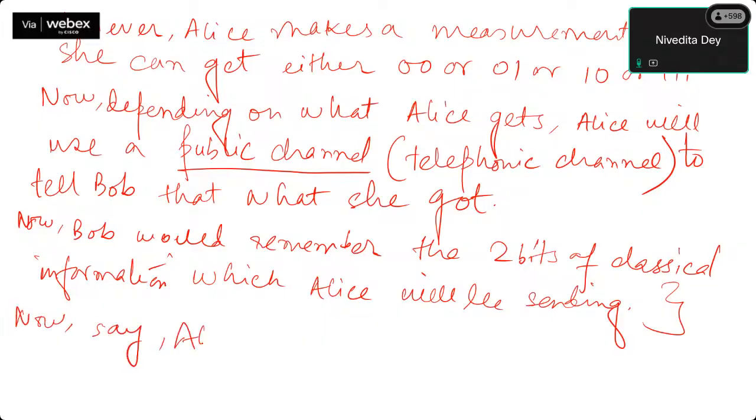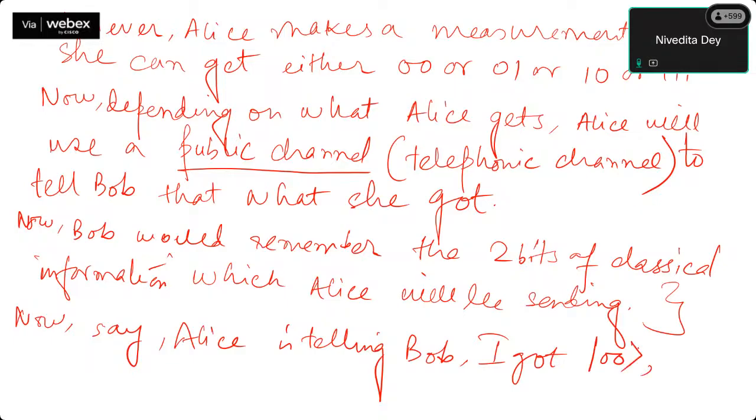Now say Alice is telling Bob that she got 00. Now we will be interpreting what is the meaning of Alice saying 00.